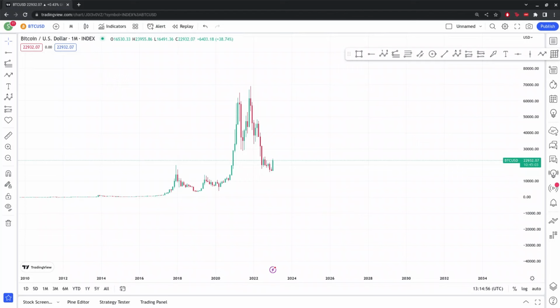And today I'll be analyzing the Bitcoin against the US dollars. So, without further ado, let's jump right into the chart.